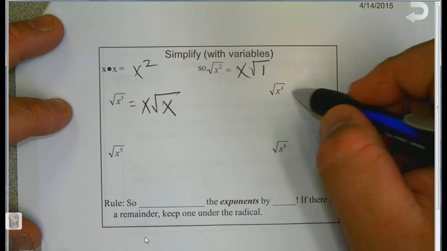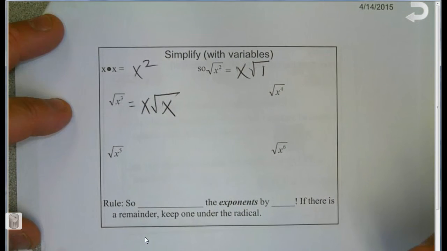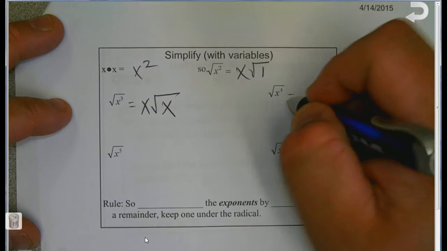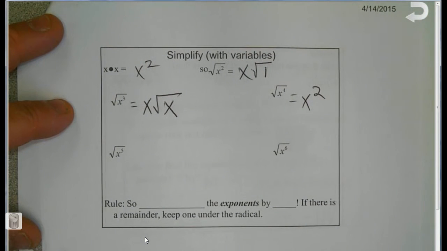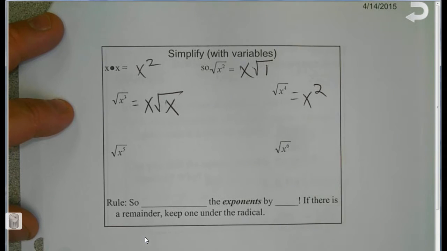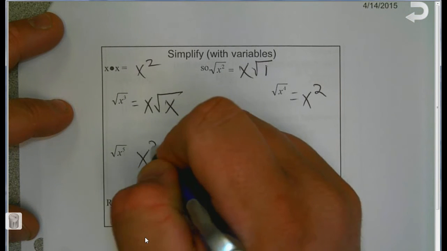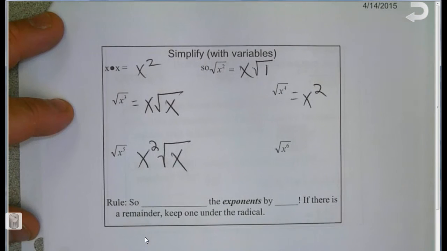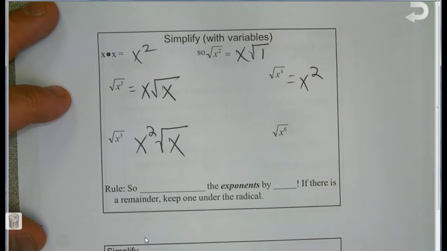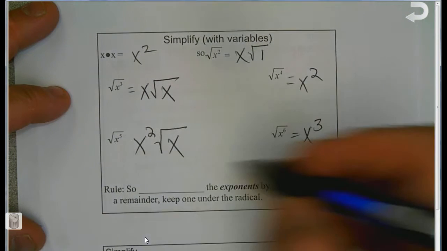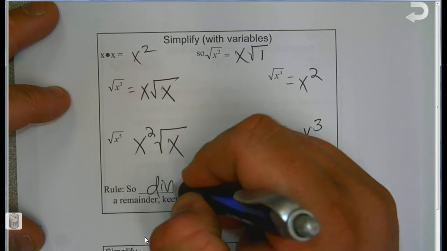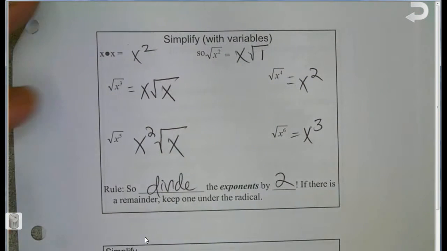The square root of x to the fourth, well, what's 4 divided by 2? 2. So the square root of x to the fourth is x squared. The square root of x to the fifth, well, what's 5 divided by 2? 2.5, so x squared plus 1 left over. The square root of x to the sixth is x to the third. So all you're doing is dividing the exponents by 2. If there is a remainder, you leave one variable under the radical.